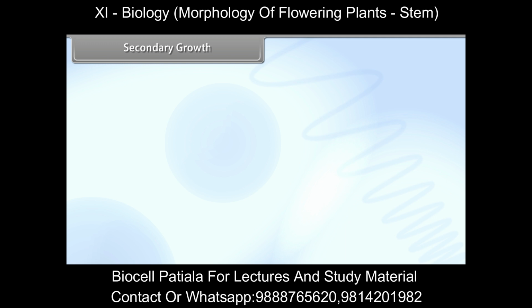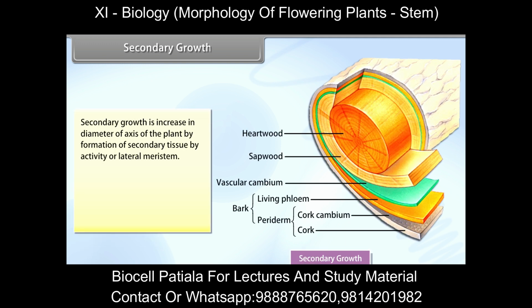Secondary growth. Secondary growth is the increase in diameter of axis of the plant by formation of secondary tissue by activity of lateral meristem. Secondary tissue is of two types: vascular cambium and cork cambium.